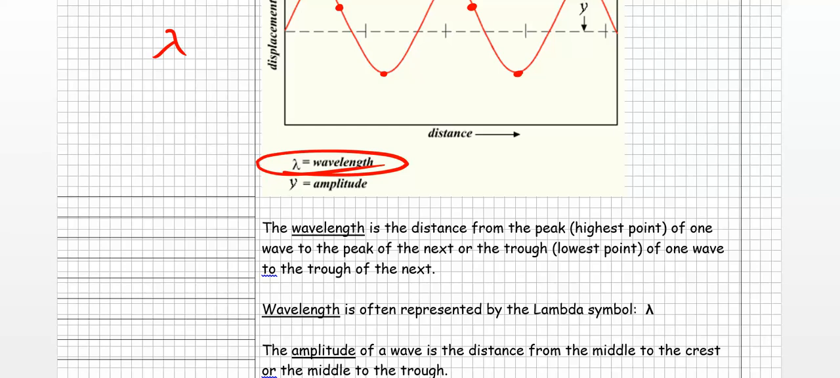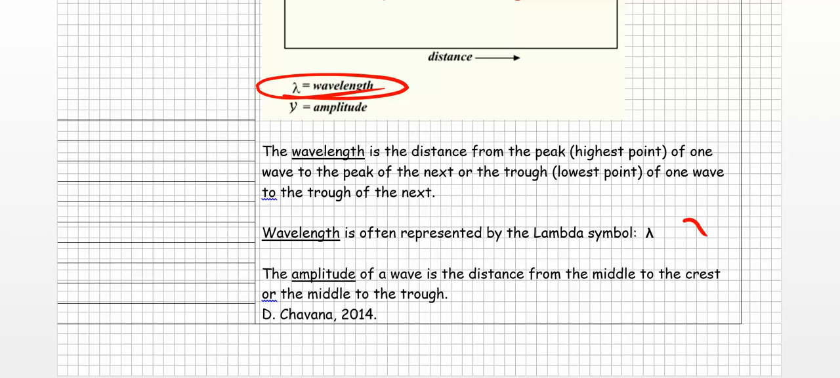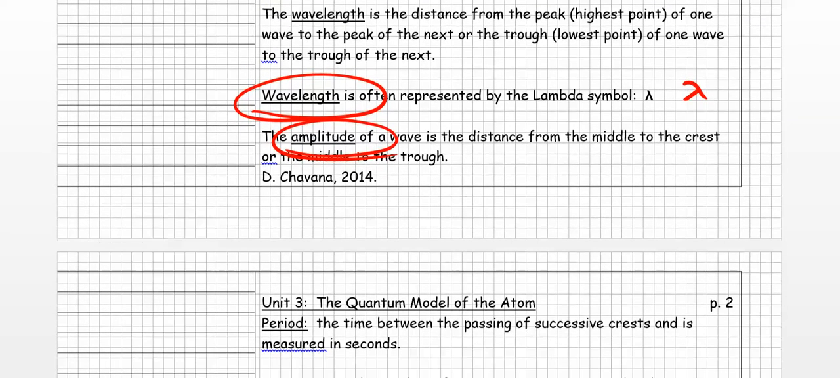Wavelength is often represented by the lambda symbol. Let me write that for you one more time. It takes a little practice to be able to write it. It's kind of like an upside down Y. It's just like that. The amplitude of a wave is distance from the middle to the crest, or the middle to the trough. So we've already mentioned that. So we've got under our belts now a couple of different definitions. We know what wavelength is, and we know what amplitude is. All right, good. Let's move on.